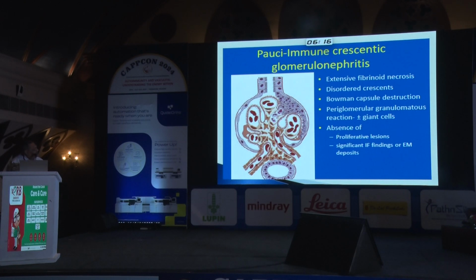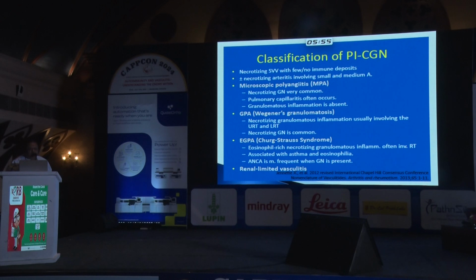This is a clue. There may be absence of proliferative lesions, and there is absence of significant immunofluorescence or EM findings. If you are finding a crescent with a proliferative lesion, think of either lupus or IgA nephropathy. I'll show you once I start showing you my cases. So we can have microscopic polyangiitis, which is quite common in Asia. We can have GPA or Wegener's granulomatosis, which is more common in Caucasians. We can have EGPA or Churg-Strauss syndrome, which are eosinophil rich.